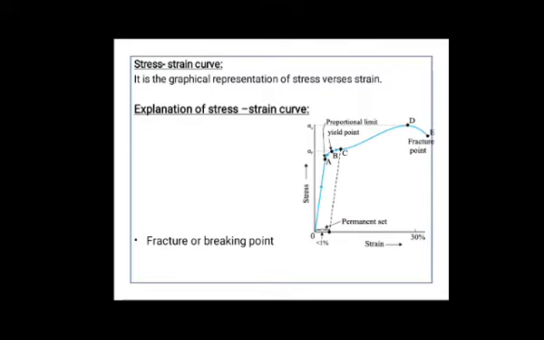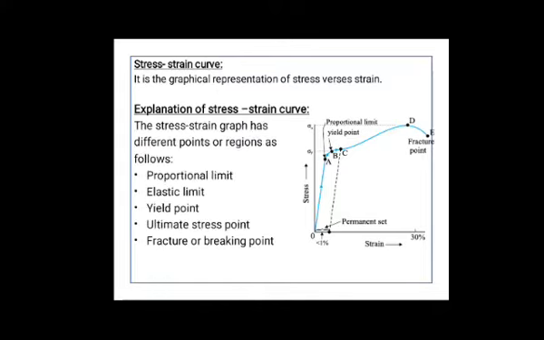It is the most common curve for maximum materials. Now let us try to understand this graph. So many points are marked here. So let us try to understand. The stress strain graph has different points or regions as follows. First one, that is proportional limit. Second one, elastic limit. Then yield point, ultimate stress point, then fracture or breaking point.